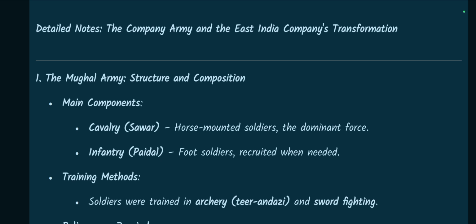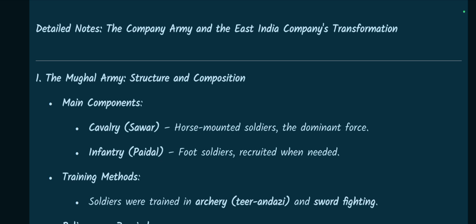The Company Army and the East India Company's transformation. The Mughal Army: structure and composition. The main components are cavalry and infantry.